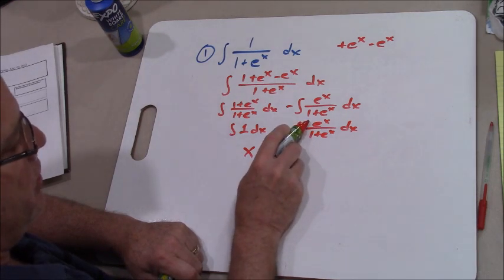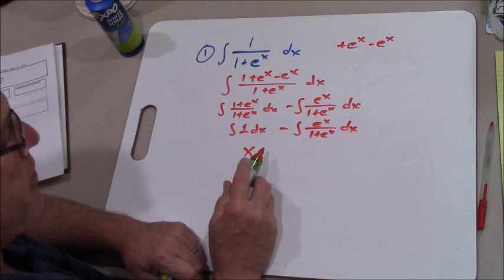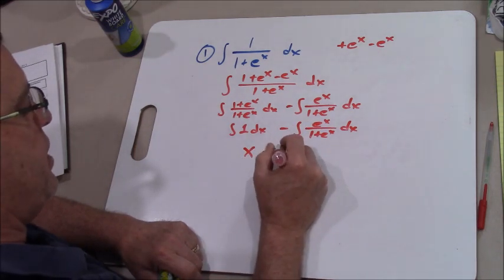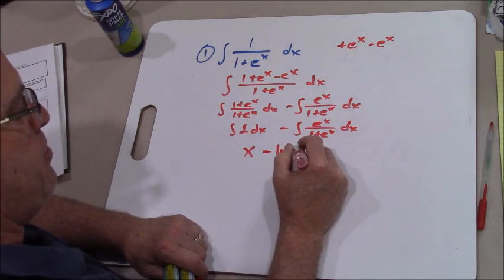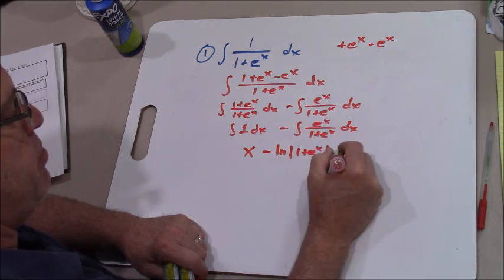When I look at this, I see u prime over u. The derivative of this would just be e to the x. So that means that's minus the natural log, absolute value of 1 plus e to the x, and then plus c.